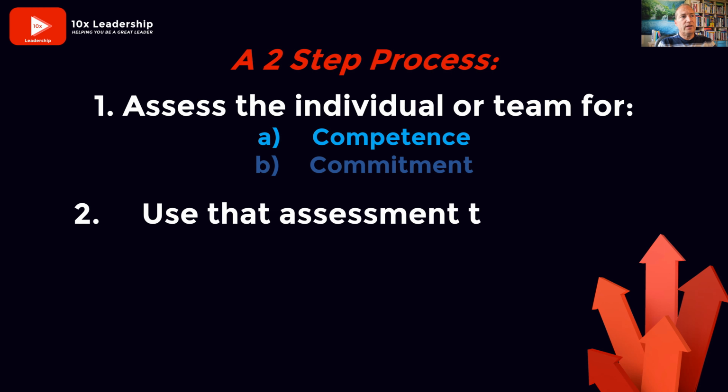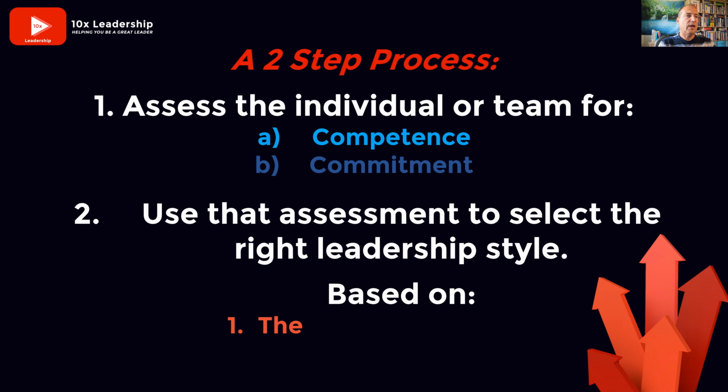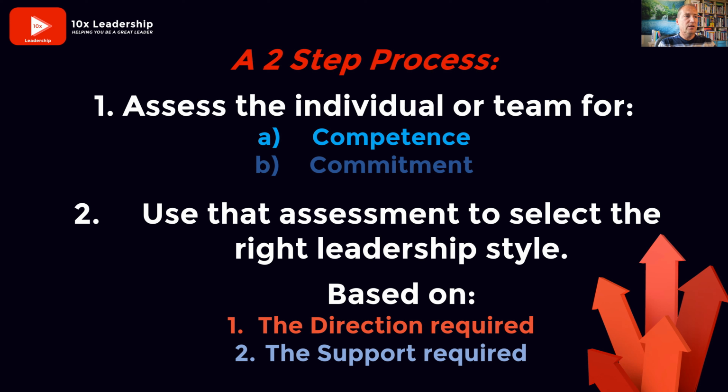So the second step of this process is that you use the assessment that you've made of their competence and commitment to determine which leadership style you need to use. And in the model I'm going to show you on the next page, basically it's based on 2 parameters. How much direction is required from you to enable the thing to happen? And then secondly, how much support is going to be required by you, again, to make the thing happen.